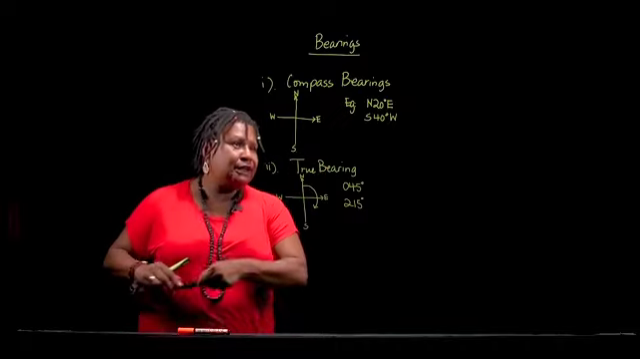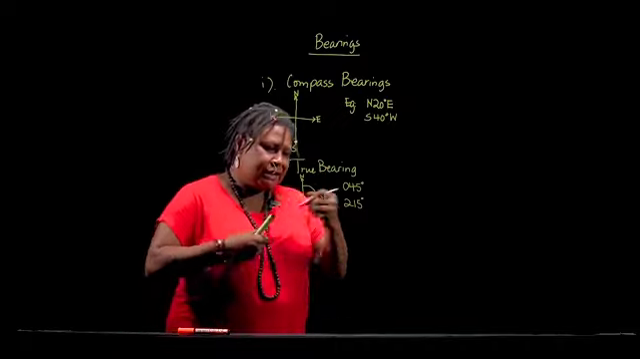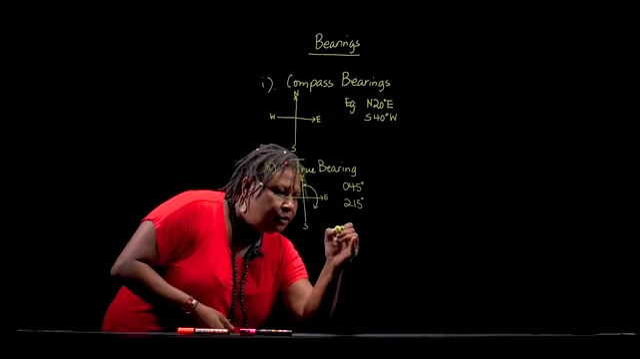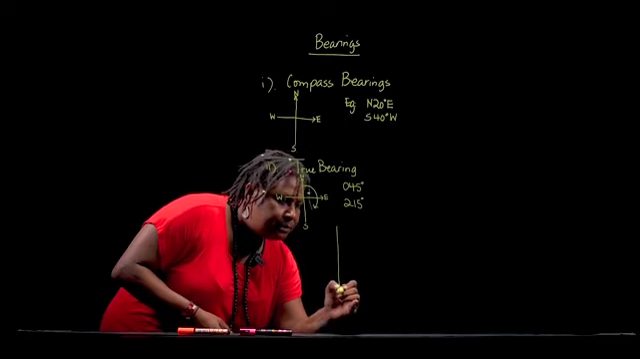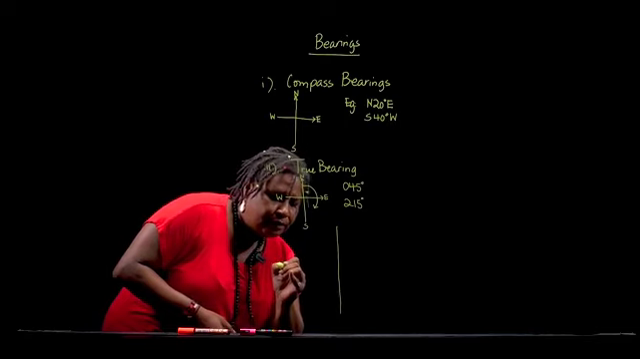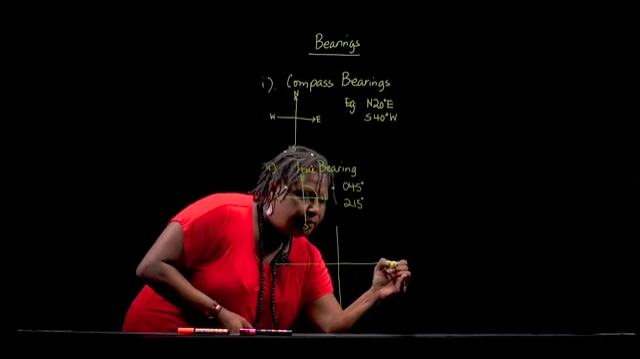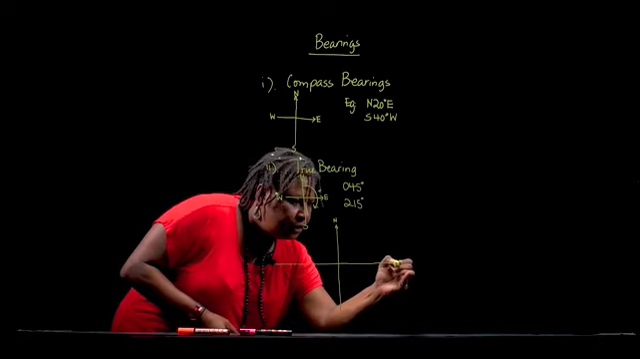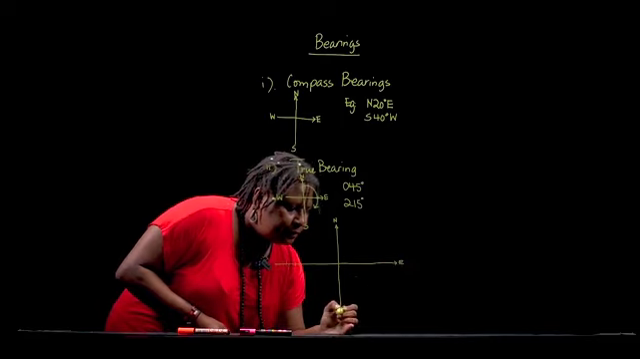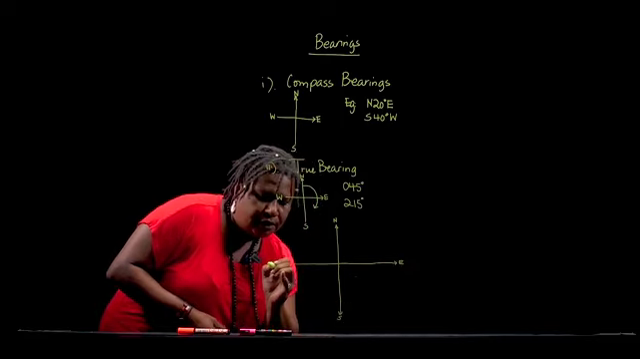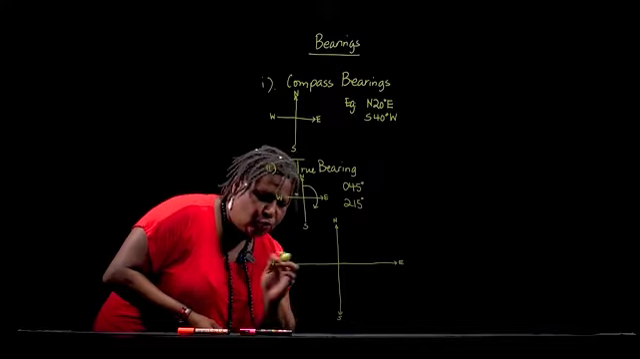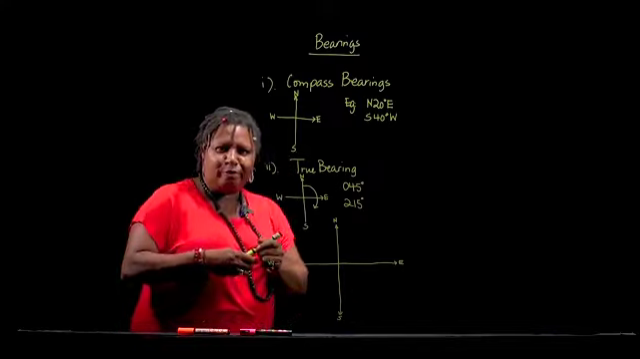Now, what is the relationship between the compass bearings and the true bearings? Let's have a look at our compass rose here and see what the relationship is. We have north, east, south, west. Not the elephant squirt water. That's one way you can remember this.